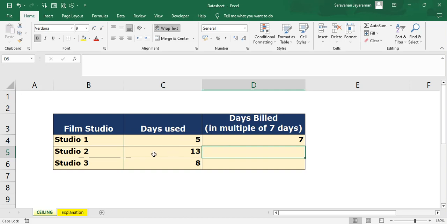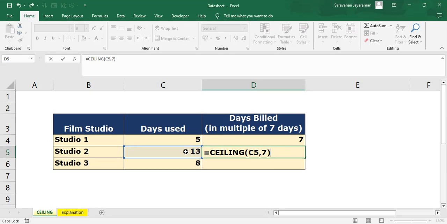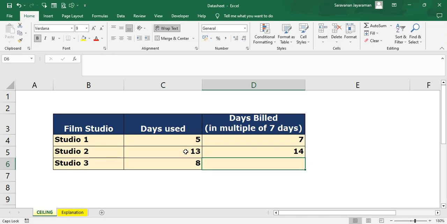Here I have used 13 days. So how many days will they be billing me? Ceiling, open bracket, the number, comma, significance is the multiple, so 7 days, and then close the bracket. So I'll be billed for 14 days.